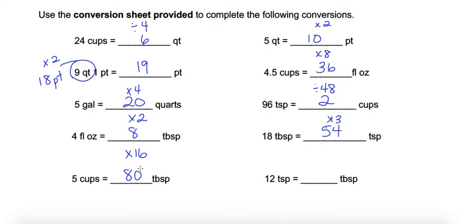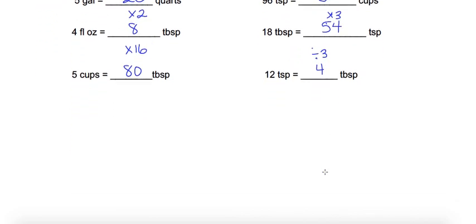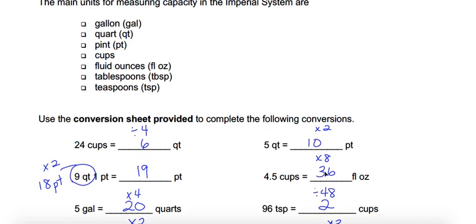And lastly, 12 teaspoons to tablespoons. I want to divide by 3, and 12 divided by 3 gives us 4. So there are 4 tablespoons in 12 teaspoons. And that is just one of the strategies that you can use to convert within the imperial system, and I hope you find that helpful.